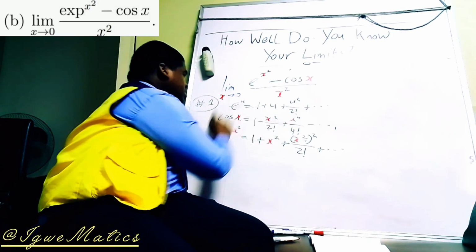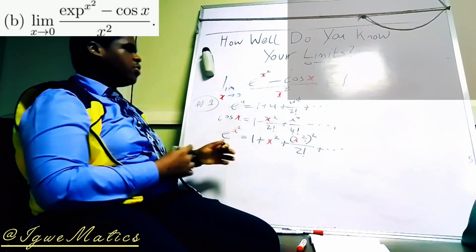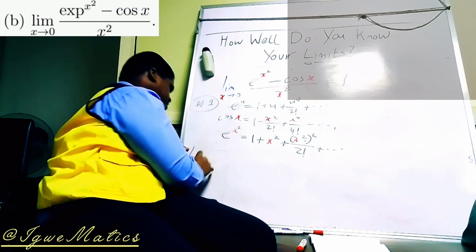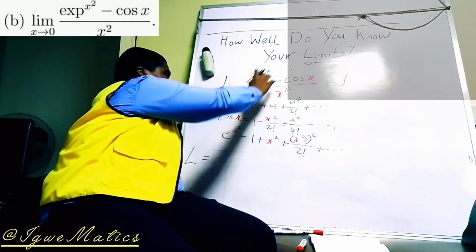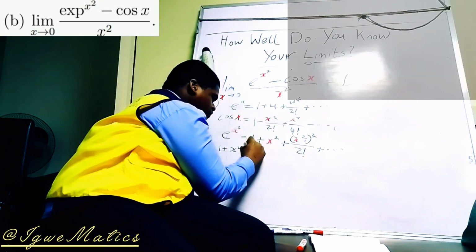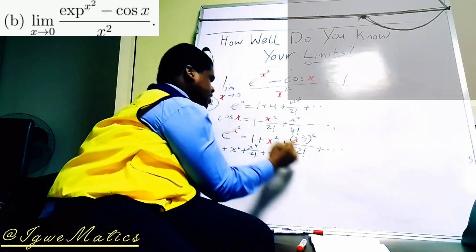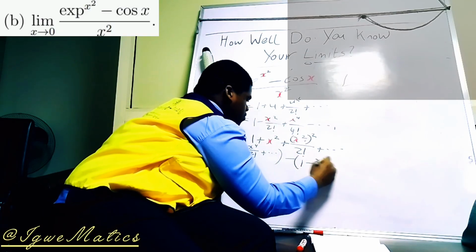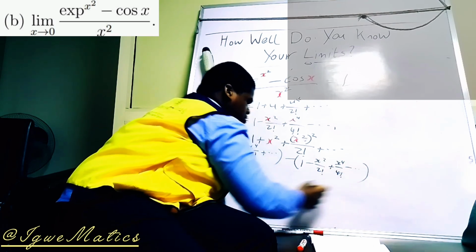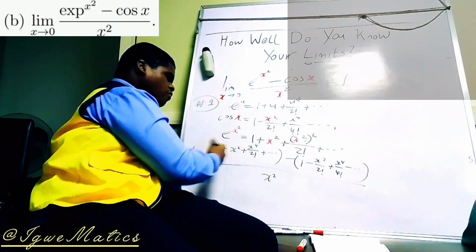Good. So let's call this limit L. I know for integrals I say let's call them I, but for the limit here, let's call it L. So L is equal to e to the power of x squared, which is 1 plus x squared plus x to the power of 4 over 2 factorial plus dot dot dot, minus cos x, which is 1 minus x squared over 2 factorial plus x to the power of 4 over 4 factorial minus dot dot dot, all divided by x squared. Good. Now let's remove the things that we need.